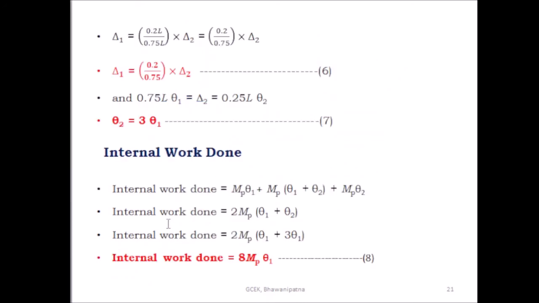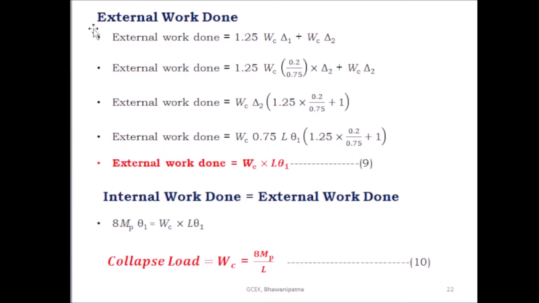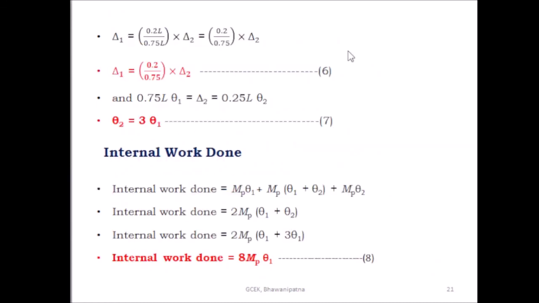Then after simplification, this is 2 MP into theta 1 plus theta 2, but here we know the relation between theta 1 and theta 2. After putting theta 2 here, we get 2 MP into theta 1 plus 3 theta 1. Then after simplification, the internal work done is equal to 8 MP into theta 1. Then find out the external work done.